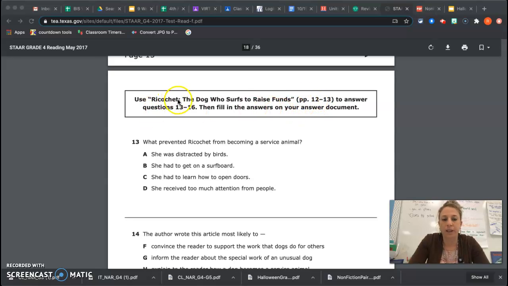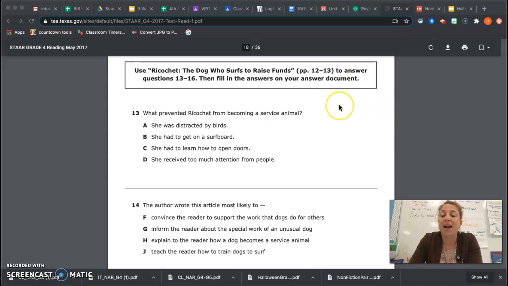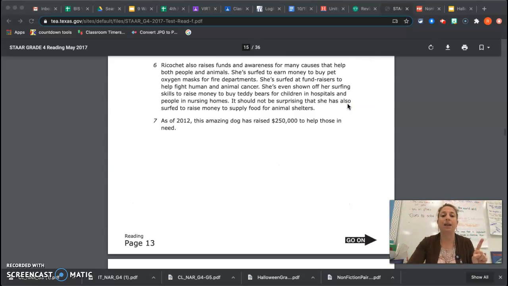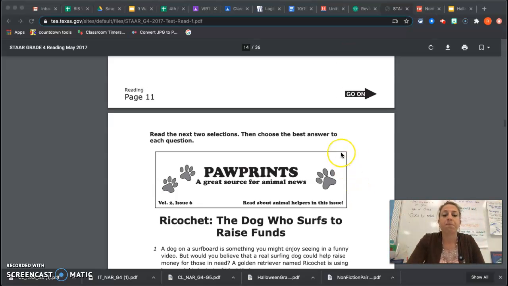use Ricochet, the dog who surfs to raise funds, to answer questions 13 through 16. So right there, it's going to tell you what story to use to answer what questions, okay? When you keep going, right there, I would label that with a big 1 because that is the first story. I would go back and I would label this first story with a 1. So I know the first story goes with the first set of questions.